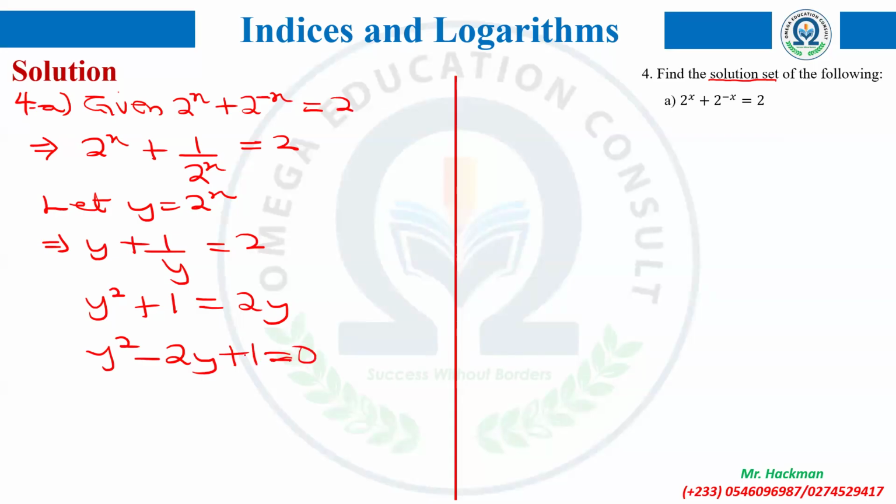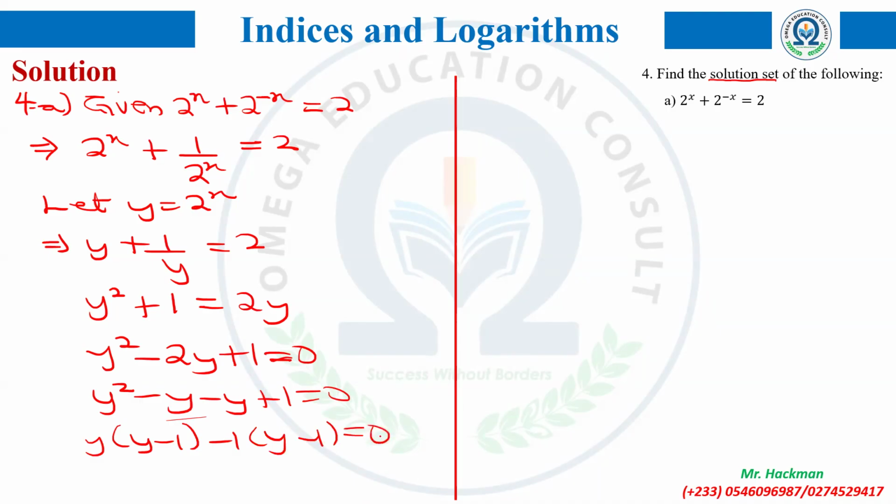Thankfully, the factors of 1 will be 1 and 1, but negative. So we are going to get y squared minus y minus y plus 1 is equal to 0. First two group and factorize will give us y out, y minus 1. Then minus 1 out, y minus 1. Last two group and factorize. So I'm going to get y minus 1 into y minus 1 is equal to 0.